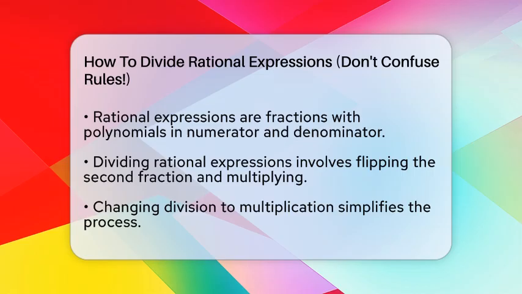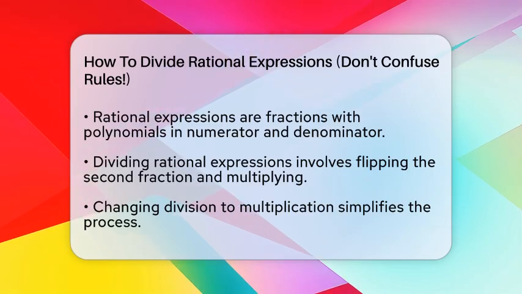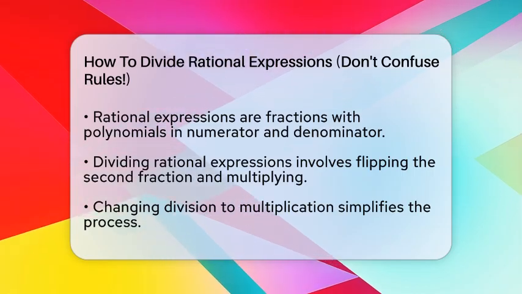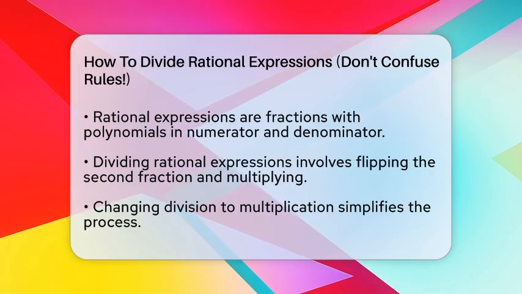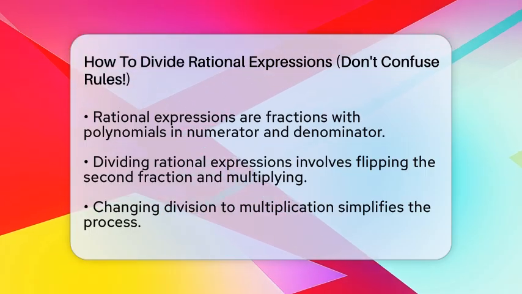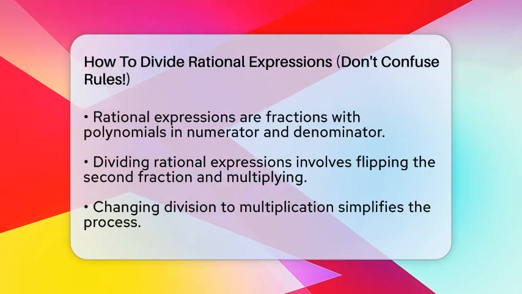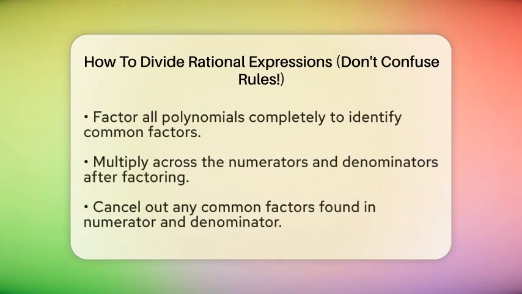The first step is to change the division into multiplication. Instead of dividing, you keep the first rational expression as it is, then flip the second one upside down. Flipping means taking the reciprocal, which swaps the numerator and denominator. So, if you are dividing two fractions, you turn the second one into its reciprocal and then multiply.